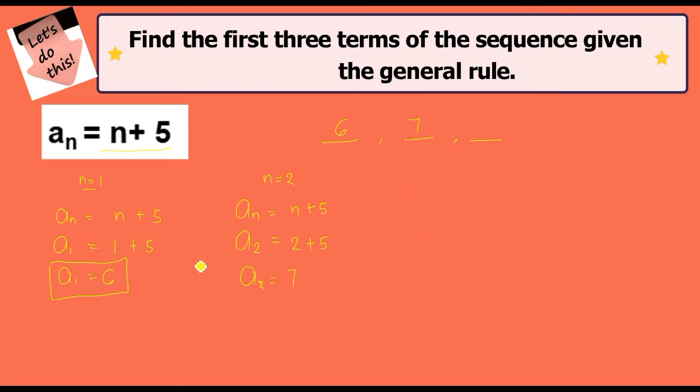Okay, another one, yung pangatlo, kasi tatlo yung hinahanap. Ayan, 3 terms. So, given n equals 3. So, again, the general rule is a sub n equals n plus 5. Papalitan po natin. a sub 3 equals, palitan natin ng n ng 3 by substitution, plus 5. And 3 plus 5 is 8. Okay? So, ito po ang ating 3 terms which is 6, 7, and 8.